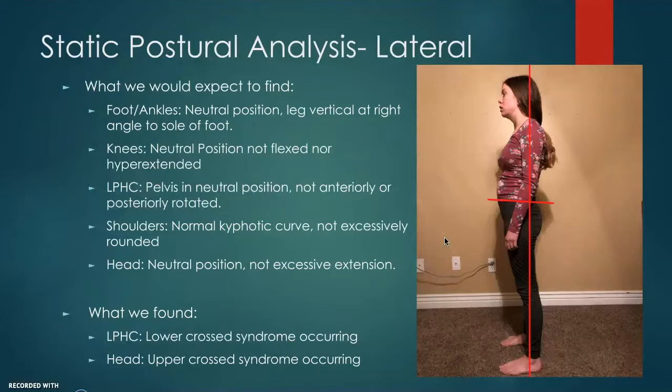Along with that, upper cross syndrome, we would expect the overactive muscles would include the upper trap, levator scap, sternocleidomastoid, scalenes, lats, teres major, subscap, pec major, and minor. Underactive muscles would include the deep cervical flexors, the serratus anterior, rhomboids, mid-traps, lower traps, teres minor, and infraspinatus.